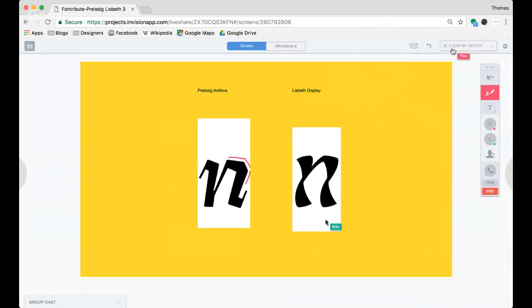It's interesting. I would agree with that, saying that in Preissig, we're going to notice throughout the letters that the weight isn't necessarily distributed symmetrically. There is a lot more weight happening on that side. Whereas in Lisbeth as a whole, I think the designer was trying to make it slightly more symmetrical, but we shall see. Anyway, should we go to the next letter?